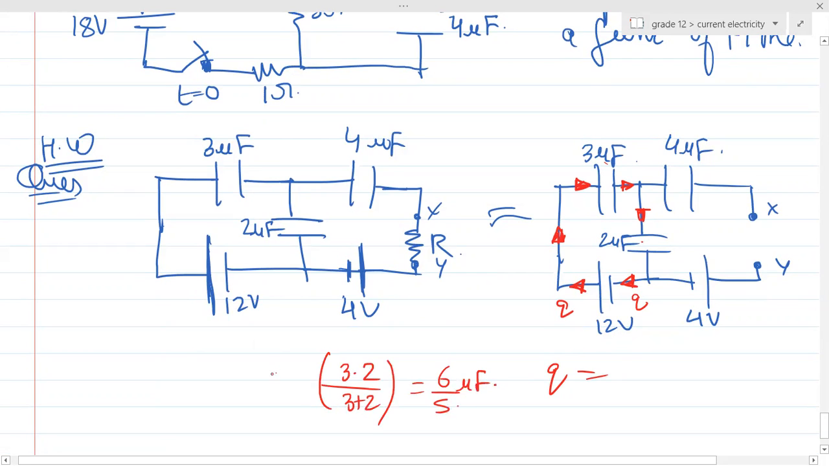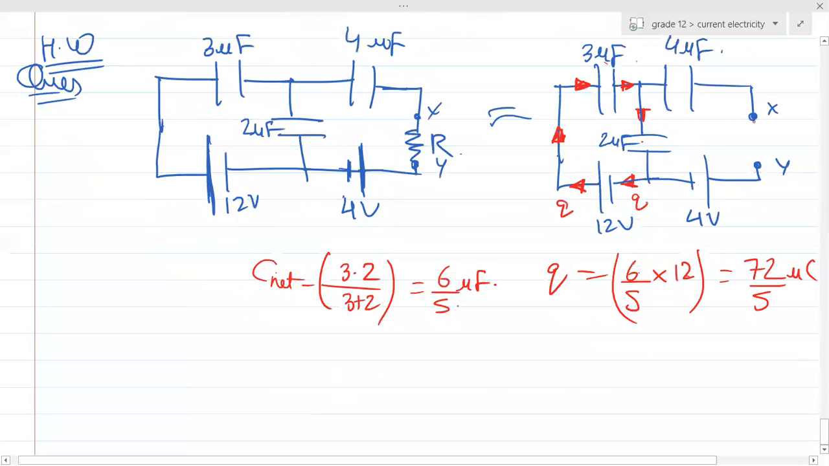Yes or no? Yes, sir. Will this be the C net across these two? So it will be 6 by 5 multiplied by 12. So this will be how much? 12 sixes are 72, right? 72 by 5 microcoulomb. This is the charge which is flowing.